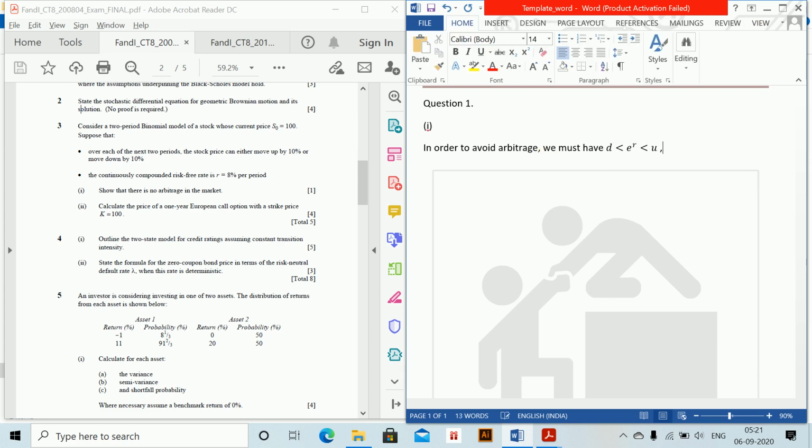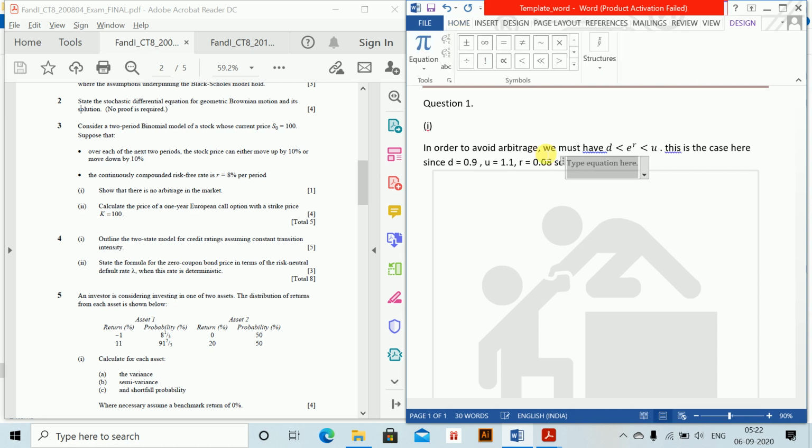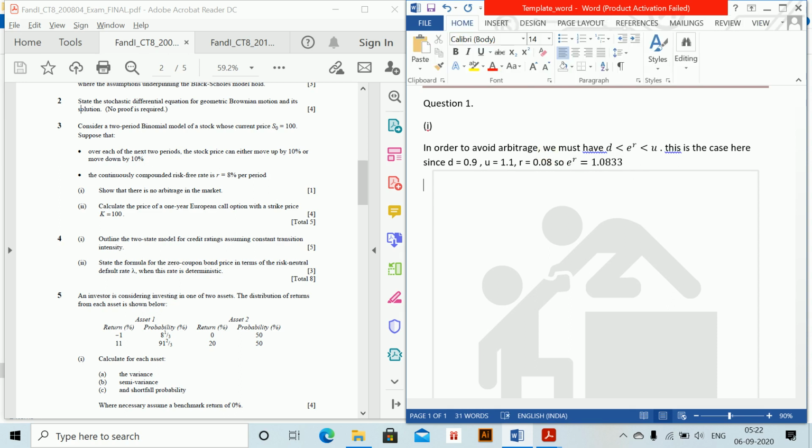Okay, this is the case here since D is equal to 0.9, U is equal to 1.1, R is equal to 0.08. So e to the power R is equal to 1.0833. Okay, it lies between them.